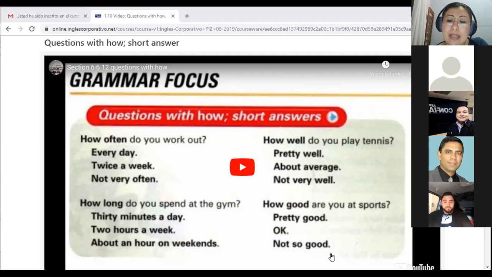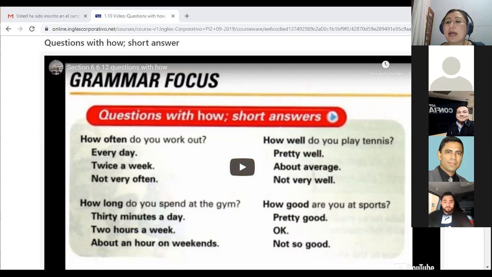How good are you at sports? Esa expresión, how good are you at, siempre se usa así. For example, if I say, how good are you at English, at math, at grammar? We say at. ¿Qué tan bueno eres en los deportes, verdad? Y se usa la preposición at, y luego se pone la materia o el asunto: grammar, math, English, French, sports. Pretty good, bastante bien. Not so good, no tan bien.